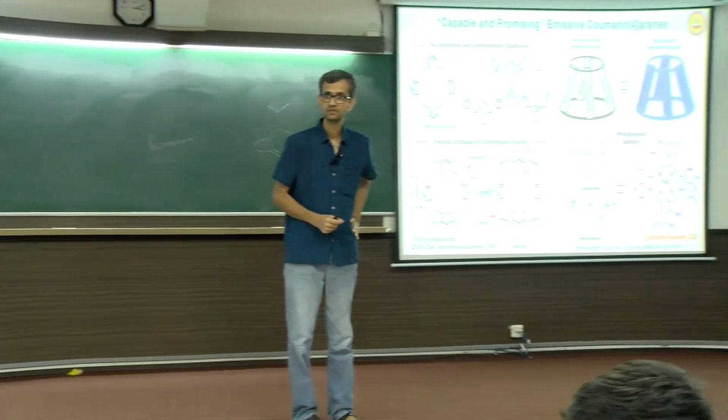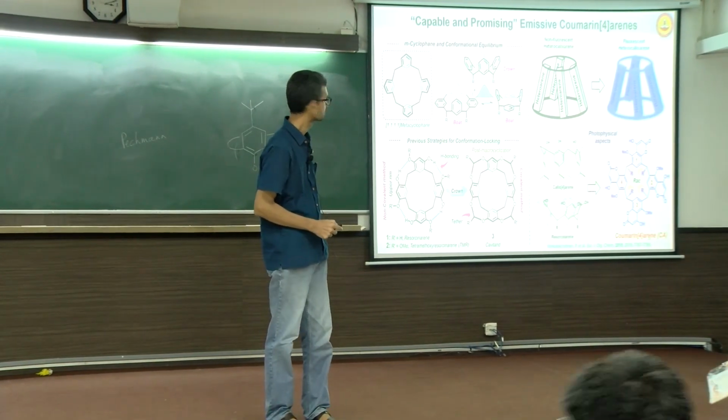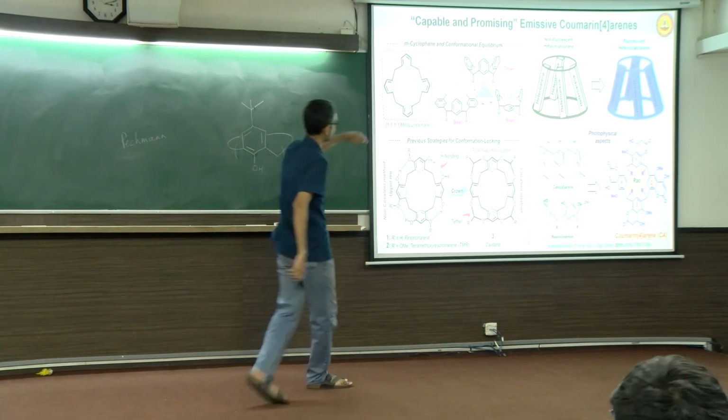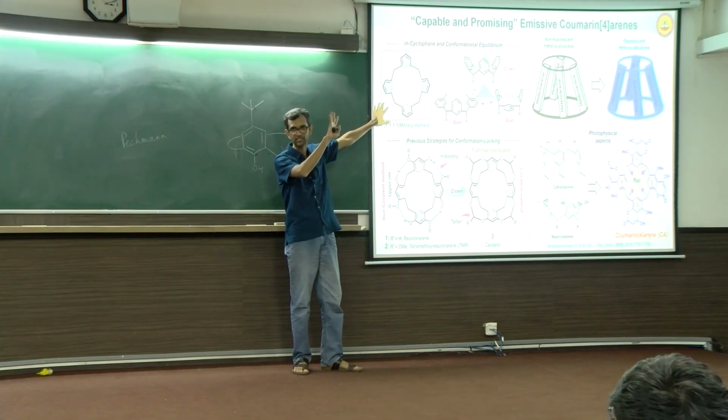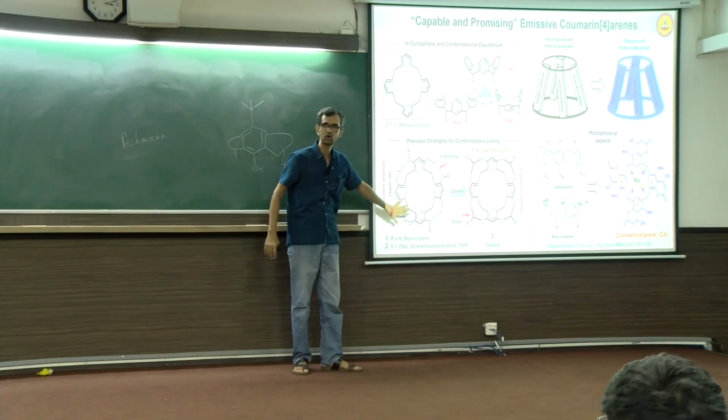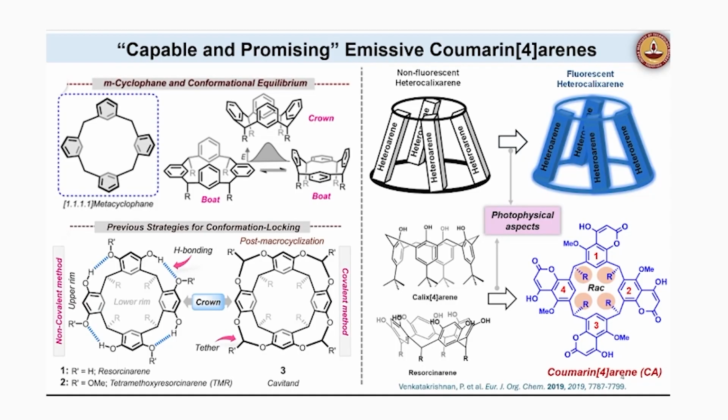The first one is the most flexible, because it doesn't have any covalent tethering or hydrogen bonding. Through hydrogen bonding, you have made a crown. They made it less flexible.